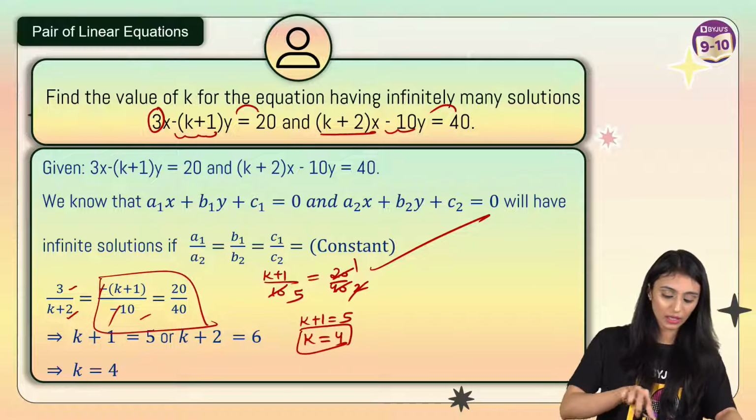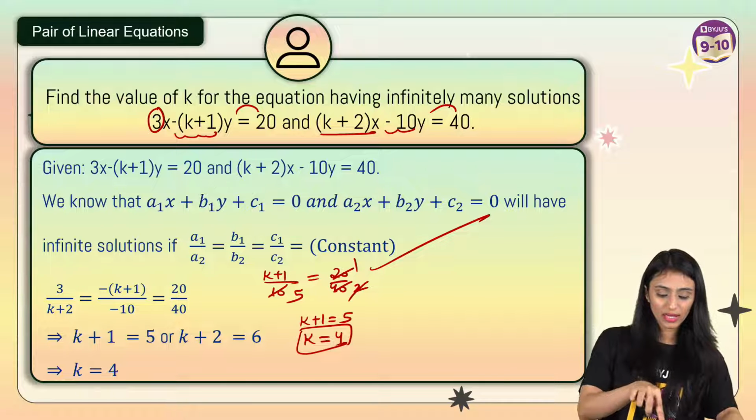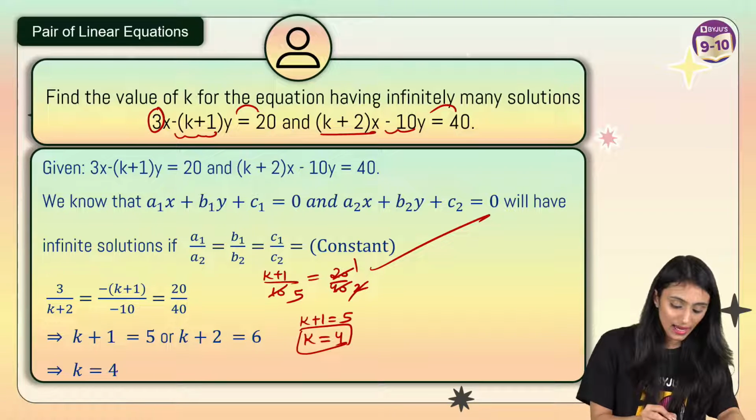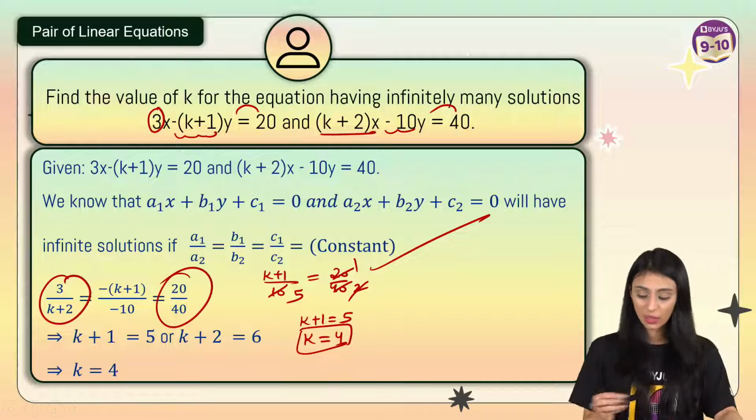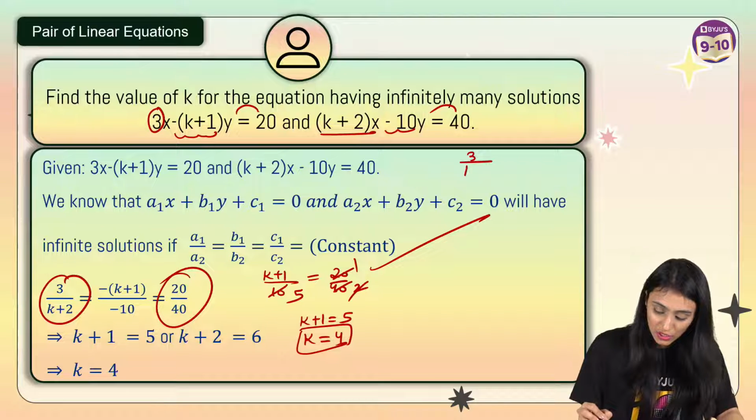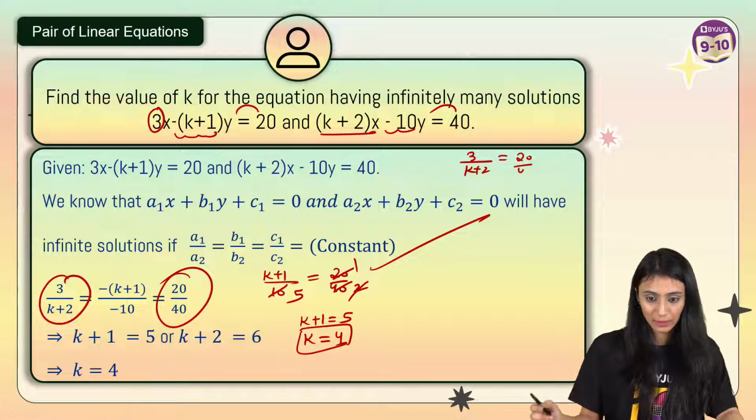This is one way. So we have checked from here. Now let's pick up another one as well. Let's suppose I can take this and this. They are also equal. So I can say that 3 upon k plus 2 is equals to 20 by 40.